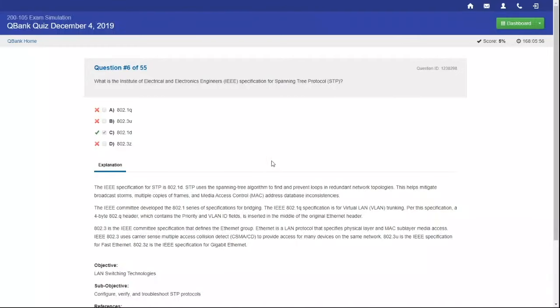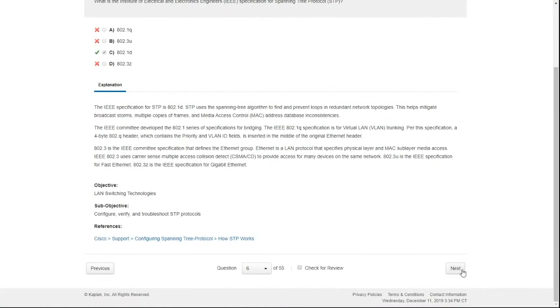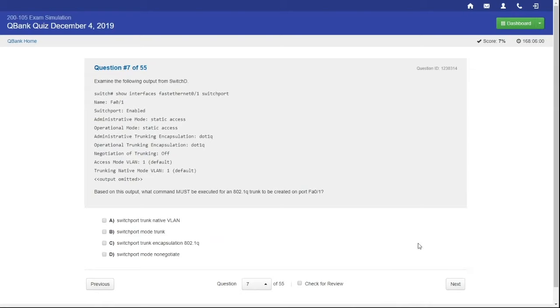All right, here we go. We'll call it question number 7. You've got the output from switch D, and you can see it right here on the screen. It says, based on this output, what command must be executed for an 802.1Q trunk to be created on Fast Ethernet 0/1? So go ahead and answer that on the quiz. Go ahead and get that started.